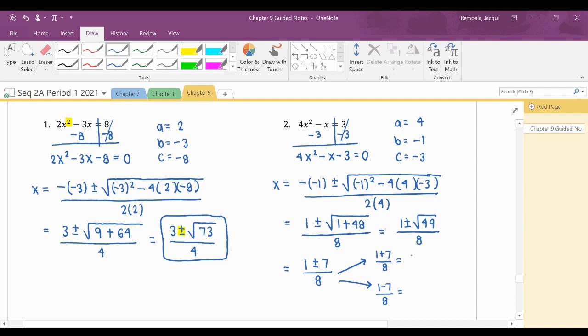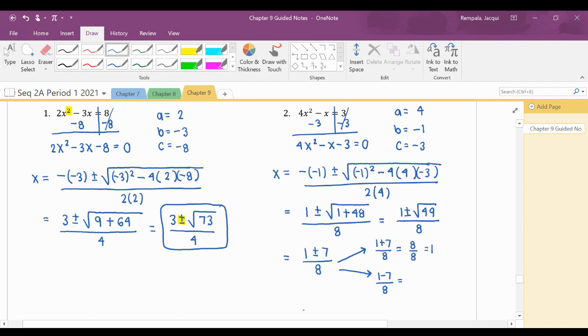So if I add 1 plus 7, I get 8. 8 divided by 8 gives us 1. So that means that one of my answers for x is 1. If I do 1 minus 7, we get -6. When I divide that by 8, it's not going to divide into a nice number. It is a fraction. However, this fraction can be simplified. Both of these are even numbers. So if I divide both by 2, we'll have -3 over 4. So -3 over 4 is my second and final answer.